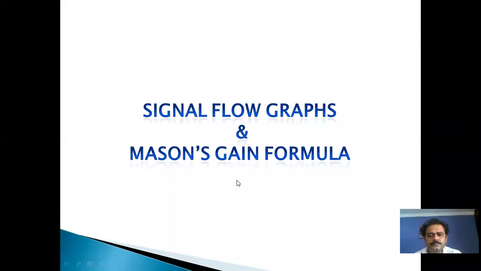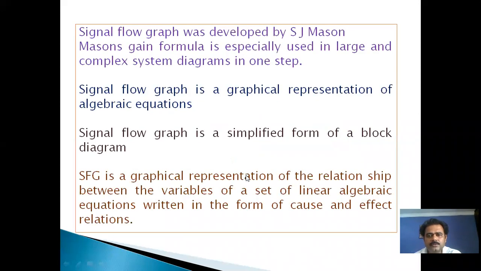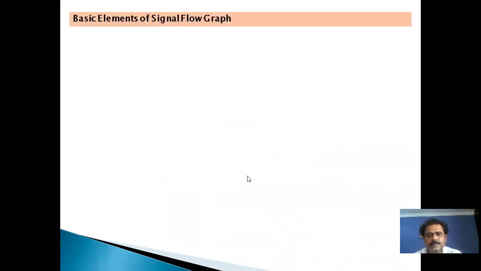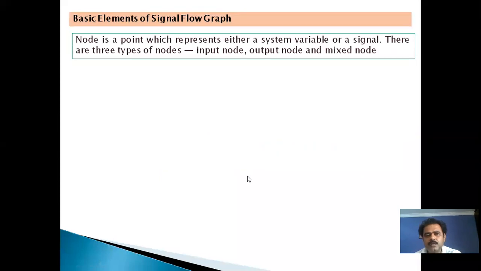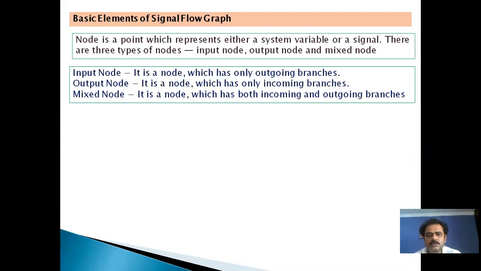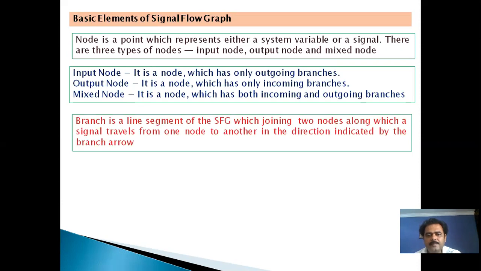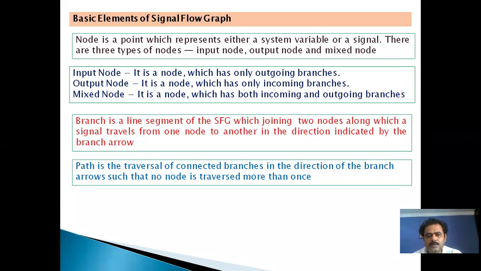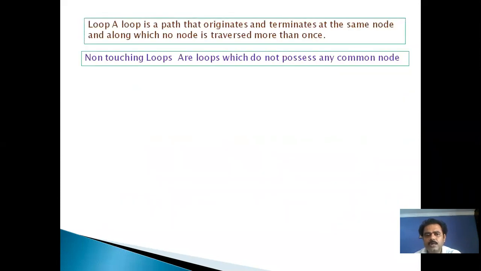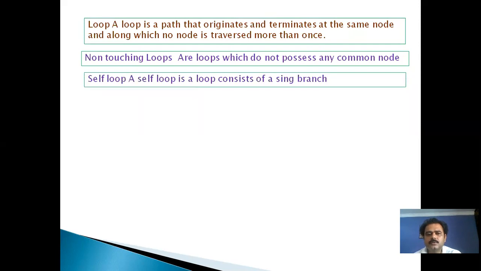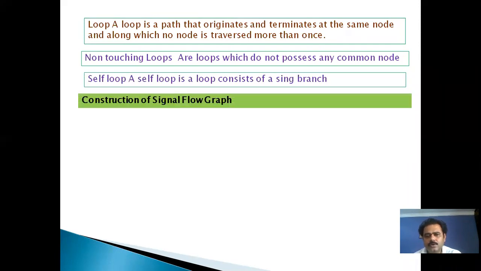Signal flow graph and Mason's gain formula we have seen. So everything, the basic terms, that is what is a node, what is an input node, output node and mixed node we have seen, and what is a branch, path, forward path, loop, non-touching loops, self loop. Okay, so these are the terms involved in signal flow graph.